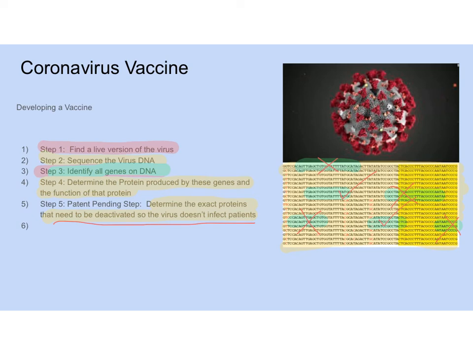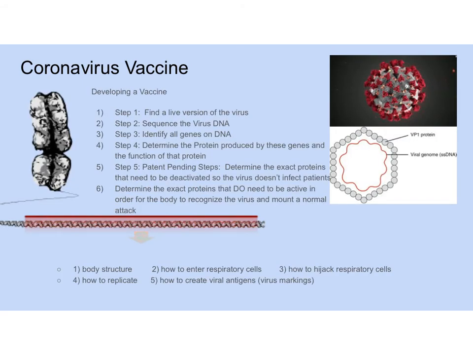Now you may think, well, let's just knock them all out. Knock out all the proteins, and then the virus is essentially useless. The problem is you would kill the virus if you did that, and you don't want the virus dead. The other thing you also have to be able to do is number 6 here, and I know the slide's got a lot of information, but I'll go through it. You also have to determine the exact proteins that do need to be active in order for the body to at least recognize the virus and mount an attack.